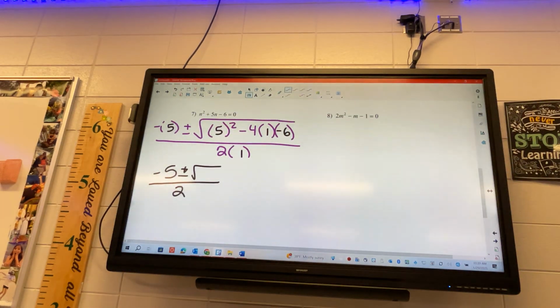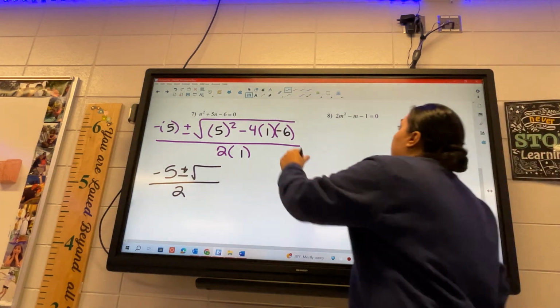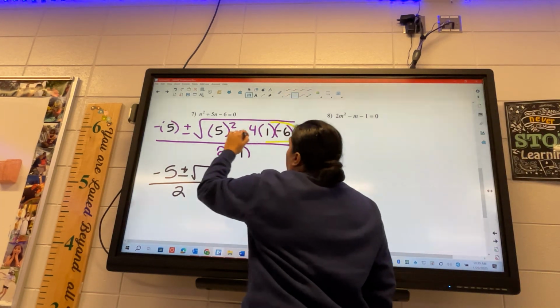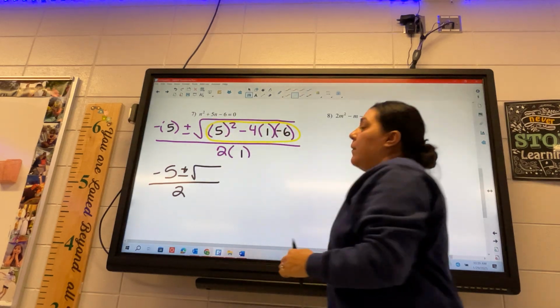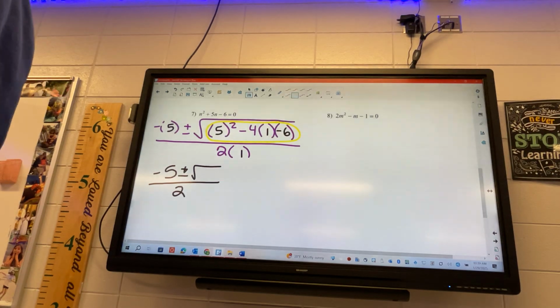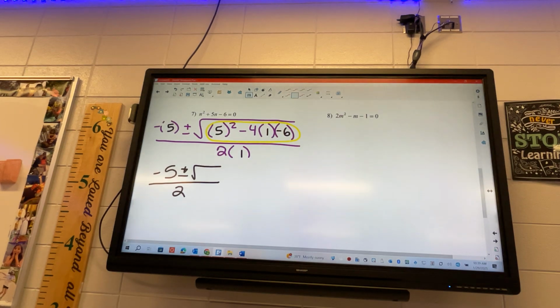Okay, type in underneath the radical. Mila, are you falling asleep? No. My stomach is... How about you, Pat? You look like this. I know. I was about to take a picture.